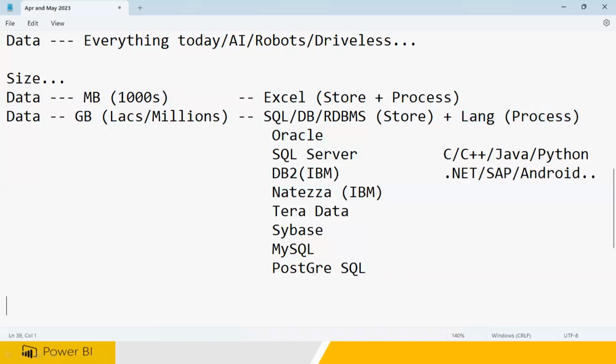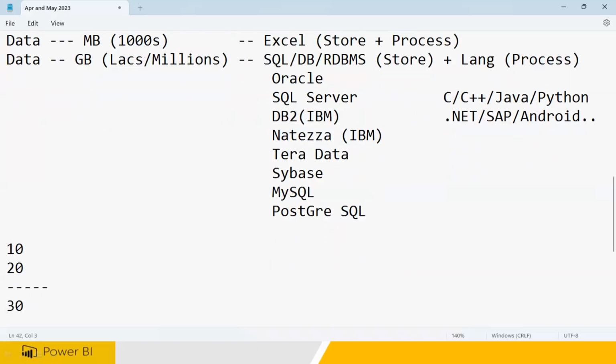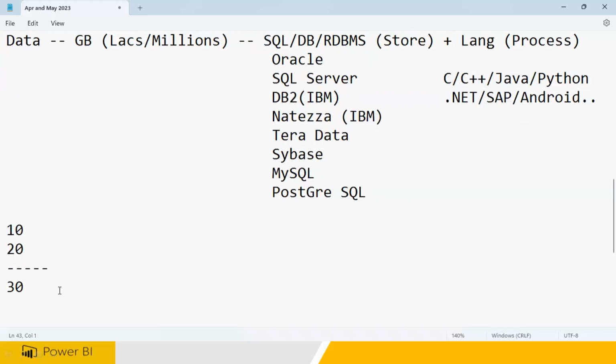Processing means, for example, I have 10 comma 20. I wanted to know what is the total. Total will be 30. So this is processing. I wanted to know what is the minimum, 10. What is the maximum, 20. What is the average? All of them I should be able to do, but not on two numbers.